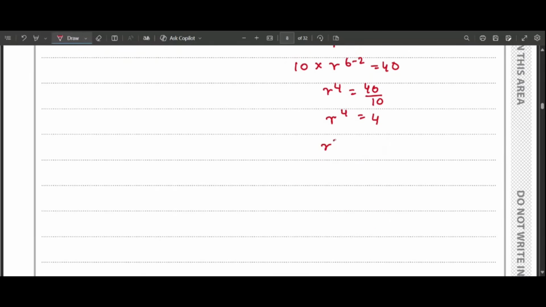I can write R to the power of 4 as R squared whole squared, and I can write 4 as 2 squared. From this I can see that R squared is equal to 2, and now I can do square root, and this will give us plus minus root 2 for R. From this we see that R is either equal to minus root 2 or plus root 2.